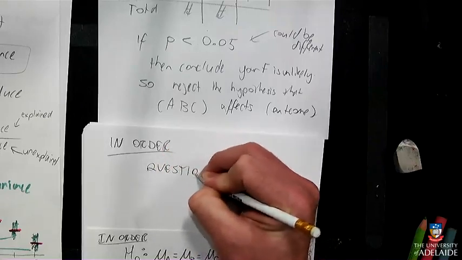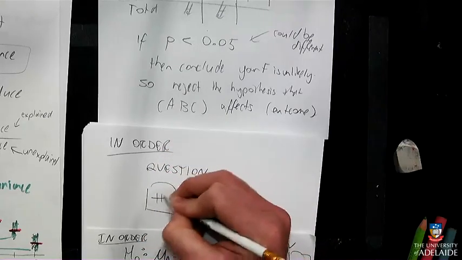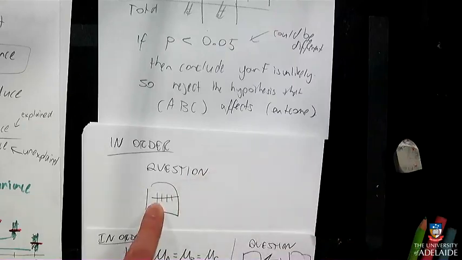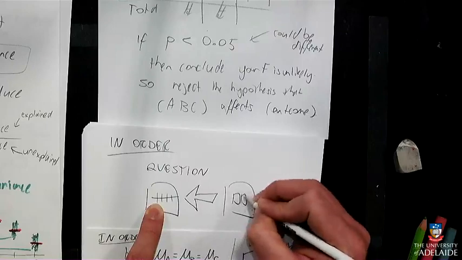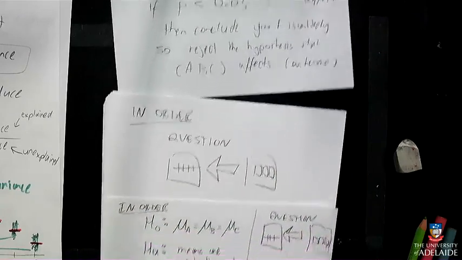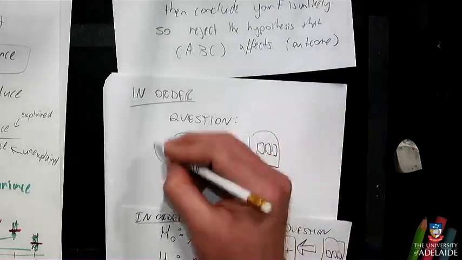So the question is this. I have a numerical variable. That's how I draw a numerical variable. And I have a categorical variable with three categories, and I'm wondering if they're related or not. So that's what's in my head.